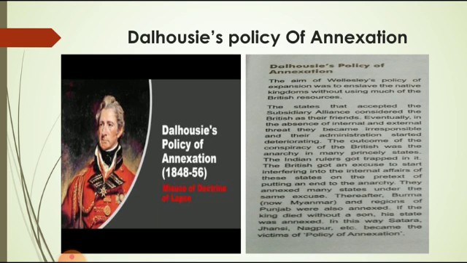became the victims of the policy of annexation. So these were the states, Satara, Jhansi and Nagpur. They became the victims of the policy of annexation, because basically a king had died without a son, and these states were being annexed. They put an end to them.